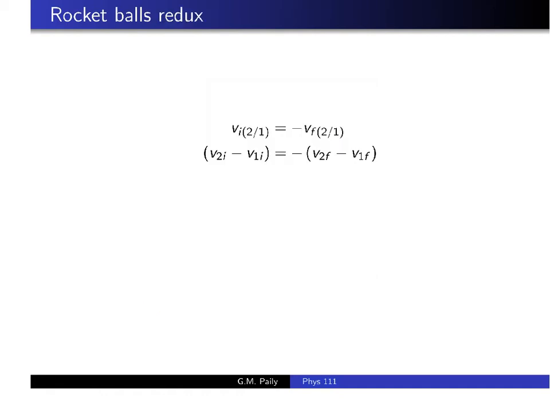Let's look at this situation again, and without having to use the exact solution for the final velocities, see how we can derive them in a slightly faster way. To do this, we use that other relation that we described. That is, the relative velocity of 2 with respect to 1 initial is the negative of the relative velocity of 2 with respect to 1 final. Let's unpack that. That becomes v2 initial minus v1 initial is equal to minus parentheses v2 final minus v1 final.